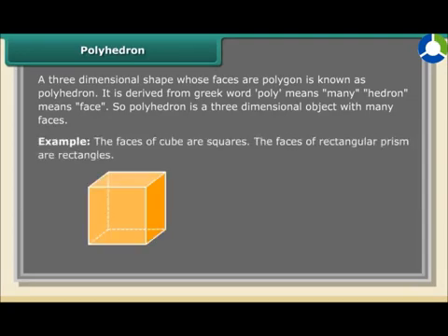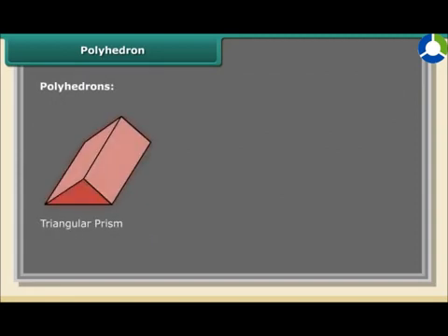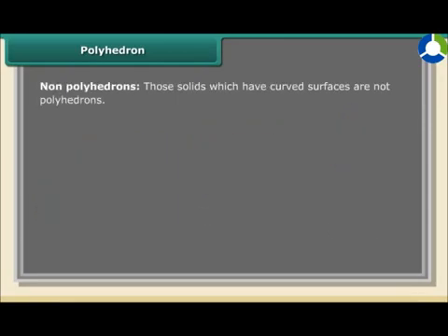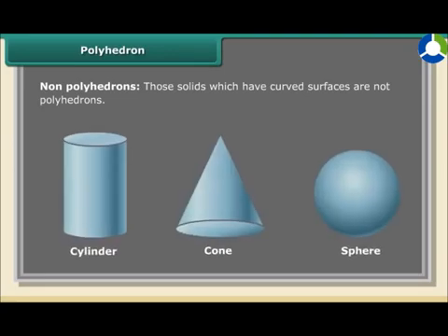Example. The faces of a cube are squares. The faces of a rectangular prism are rectangles. Polyhedrons: triangular prism, cuboid, octahedron. Non-polyhedrons: those solids which have curved surfaces are not polyhedrons. Cylinder, cone, sphere.